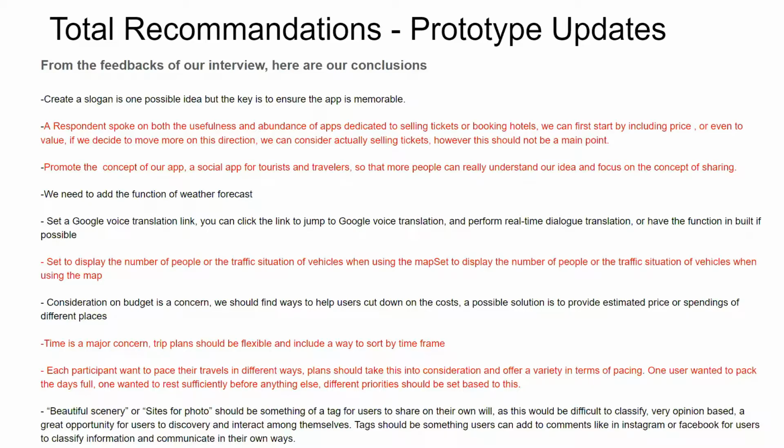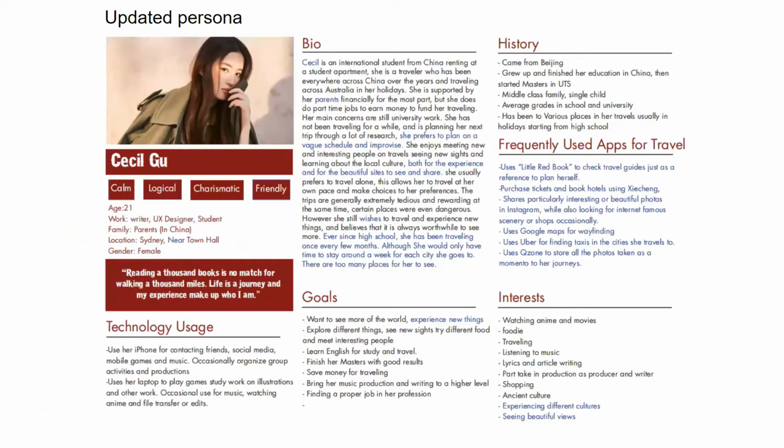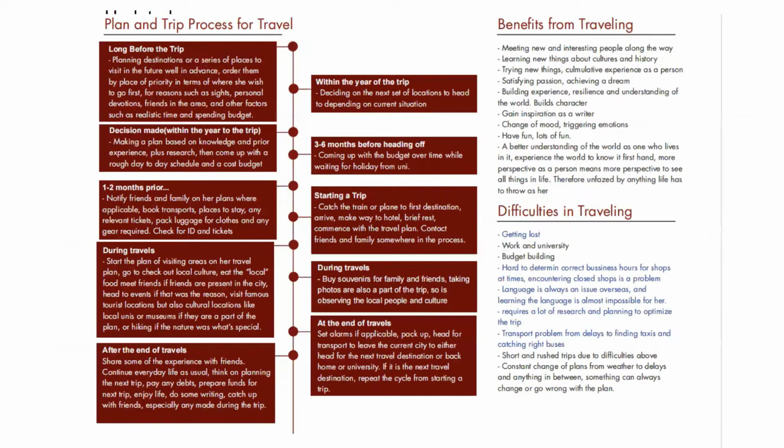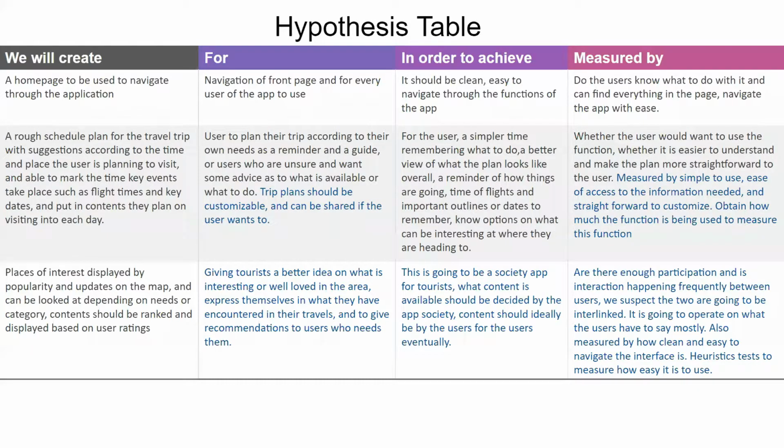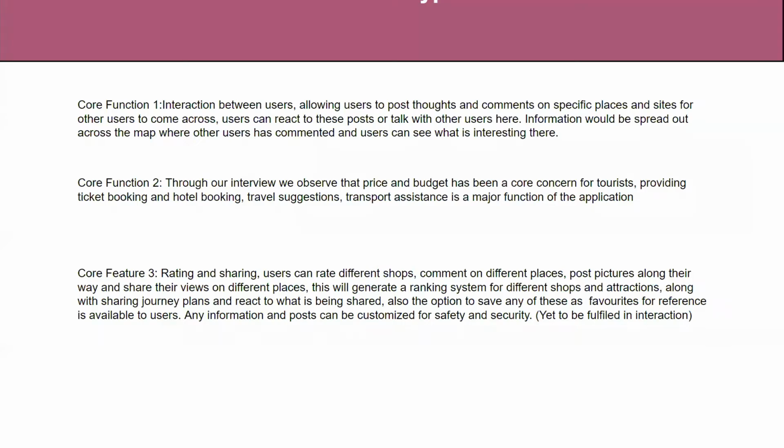The persona has been updated with repair fixed bio and a frequently used app, and difficulties has all been updated. Hypothesis table is updated by mostly changing how it's measured. A greater variety was added, and these are the three core functions as shown on the screen.